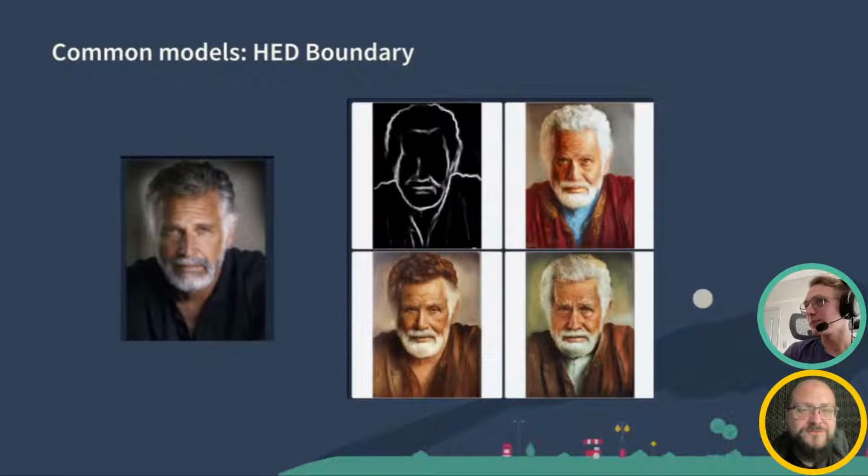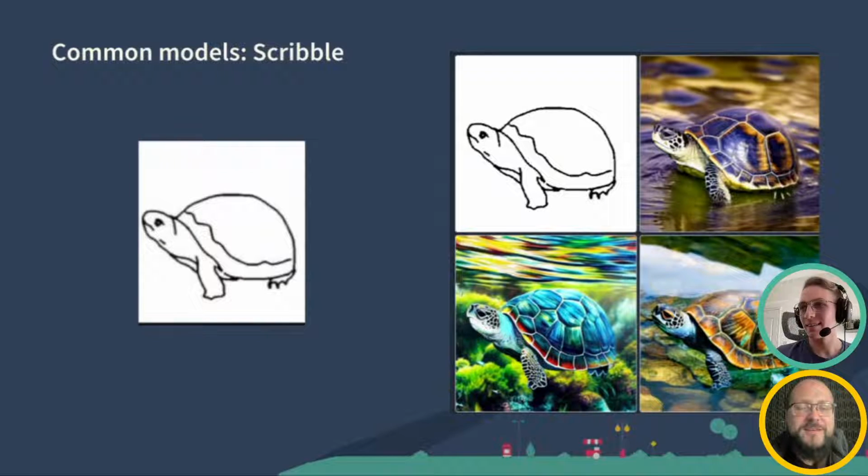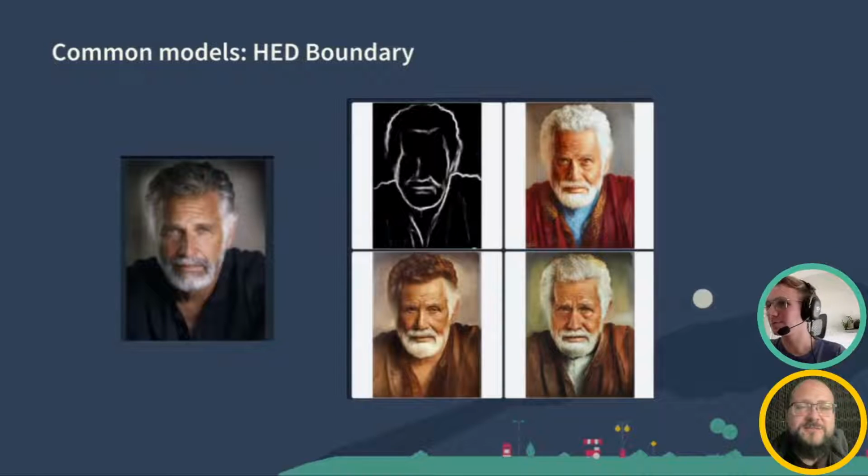And for example, the HED boundary detects the boundaries of different objects in the picture. So you can take a picture of your father, for example, and generate other versions of your father. So these are all ways in which you can generate contours from existing images. These are different methods to extract the borders or the lines of your picture.